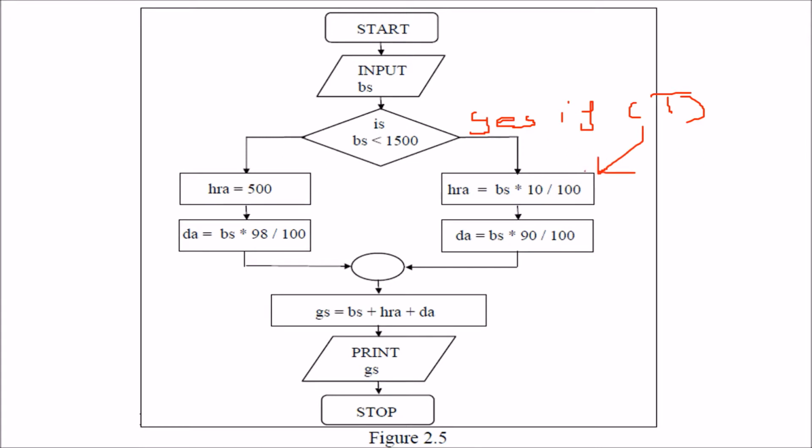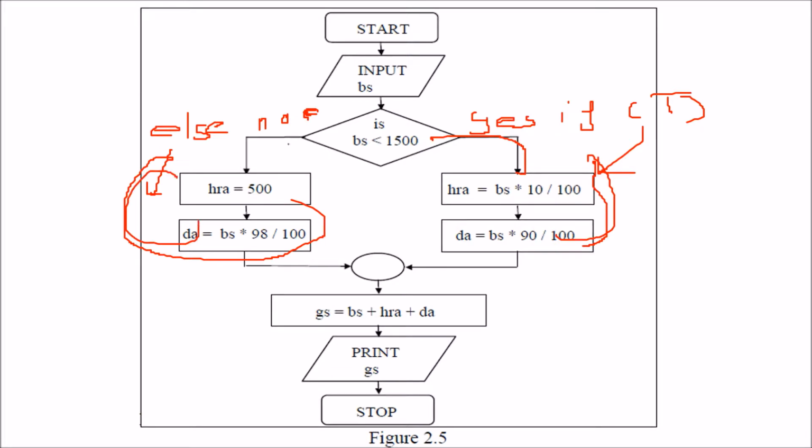Then if this is true, you execute these two lines. Else, if this condition is false, no. If this is a yes, you go here. If this is false, you go this side, and you execute these two lines. That means you put this under else. If the condition is true, you execute two lines. If the condition is false, you have to go to the else, print these two lines, and compute the addition and print GS.